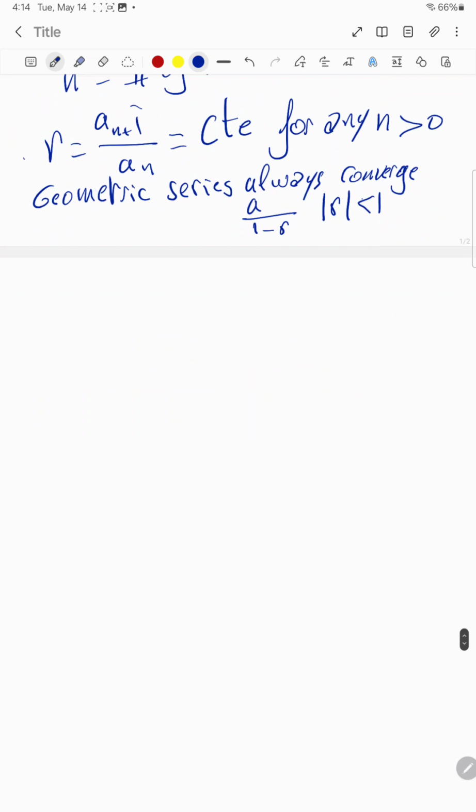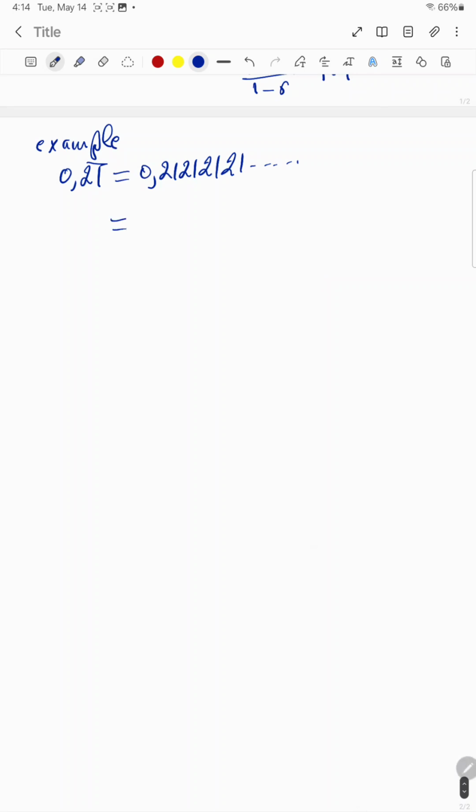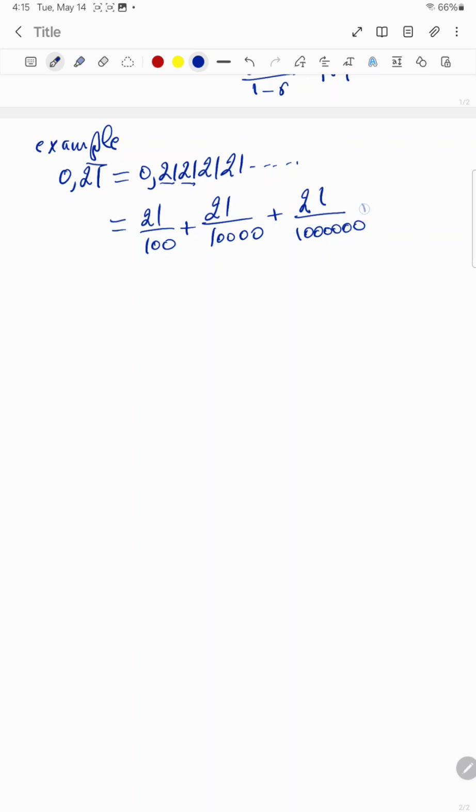Let's take 0.21 periodic, which is equal to 0.212121, etc. I can write this as 21 divided by 100, plus 21 divided by 100 with 2 zeros added, so 10,000, plus 21 divided by 6 zeros below, 1, 2, 3, 4, 5, 6, plus etc.